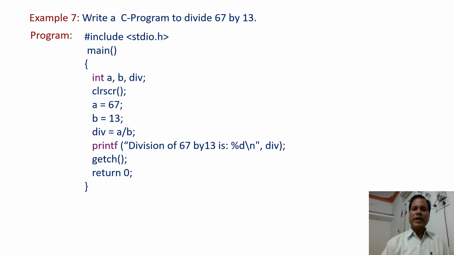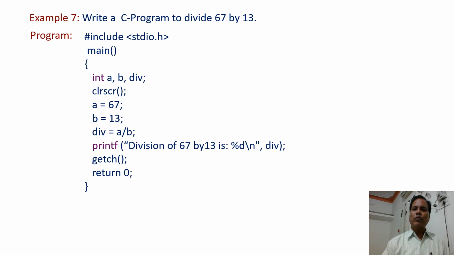Now after assigning these numbers to the variables, finally d equal to a slash b, that is division of the first number divided by the second number, is assigned to the left side variable d. And again using the printf statement, we print the result of division of 67 by 13 is percentage %d, and again percentage %d is encountered. At this point the value of d is printed.